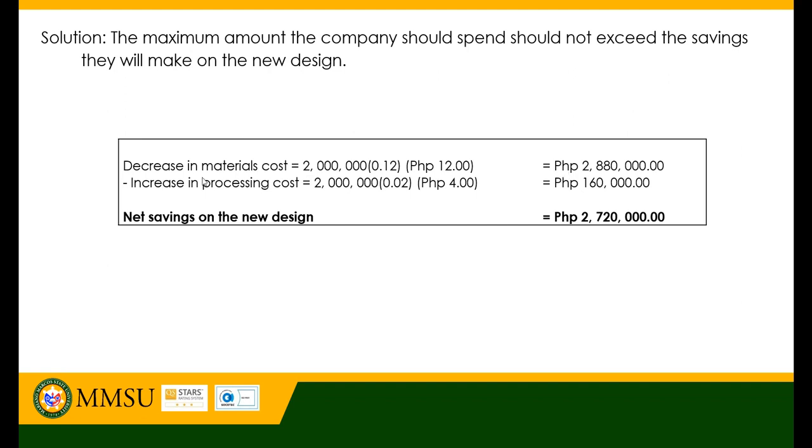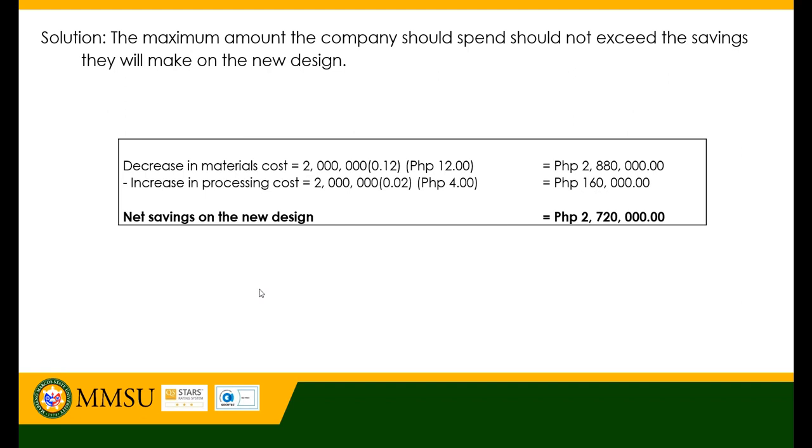Okay? Reduce, decrease in materials cost, which is 2,880,000. Yun yung mare-reduce. Okay, increase in the processing cost. So, isubtract natin yung increase sa processing cost, which is 2%. So, magkano yung processing cost? 4 pesos per unit. So, i-multiply natin 2 million times 4 times 2% or 0.02. Yan yung nag-increase sa processing cost. So, ang increase sa processing cost is 160,000.